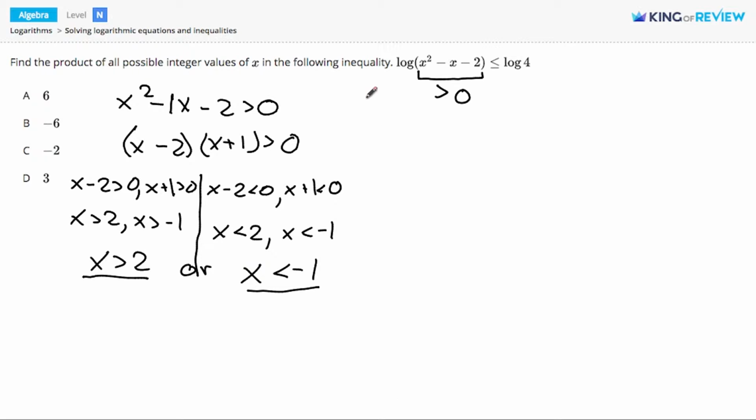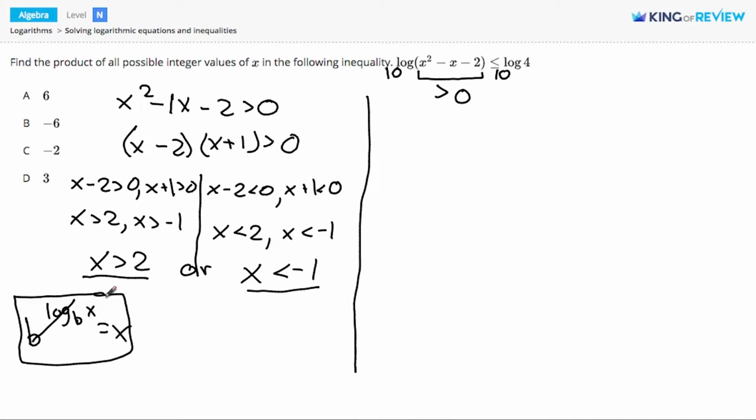Now that we know those restrictions on x, let's return to the original problem. We have a log base 10 on the left side, a log base 10 on the right side. We can raise 10 to the power of both sides, because there's a property of logs that says if you have some number b, you raise it to the log base b of x, the b and the log base b cancel out, and you're just left with x.